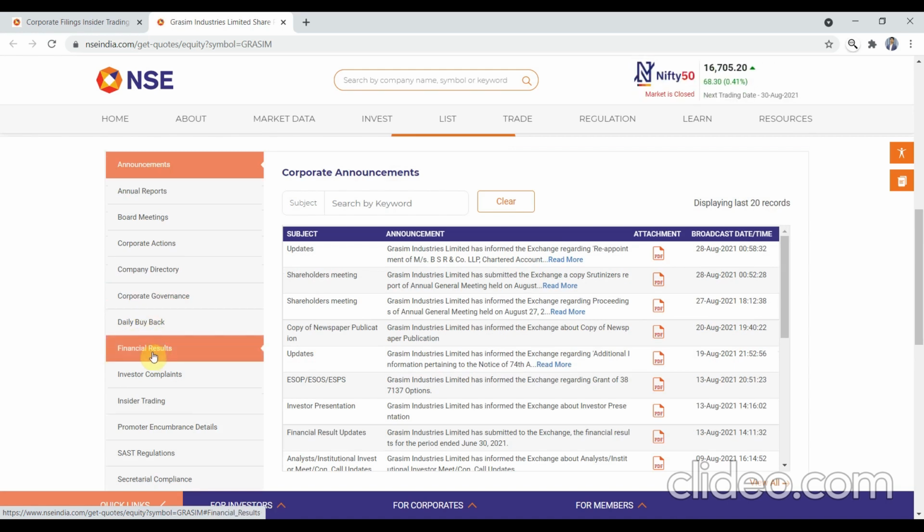The latest earnings per share should be a positive number. It could be as low as 0.2 rupees or 0.1 rupees. But as long as it's a positive number, we are good to go. Again, it's an optional criteria.